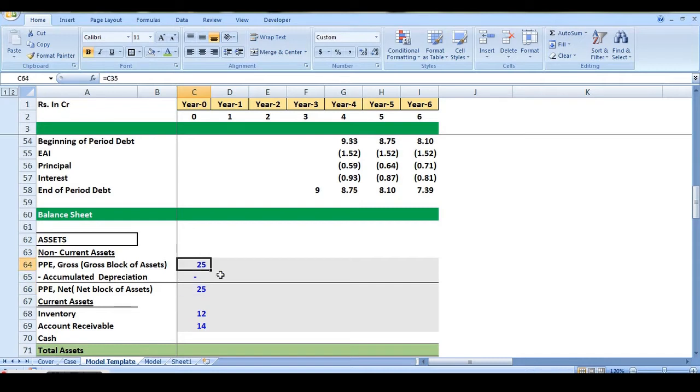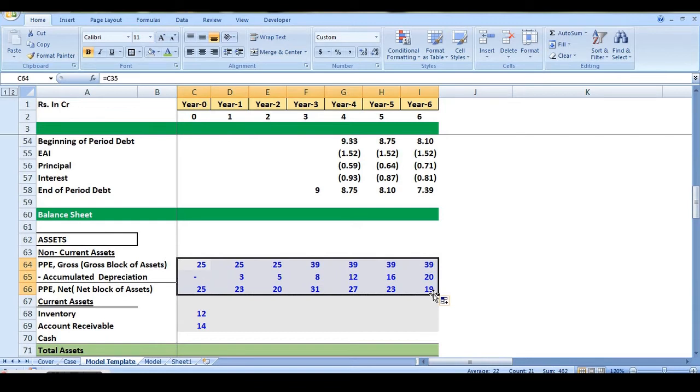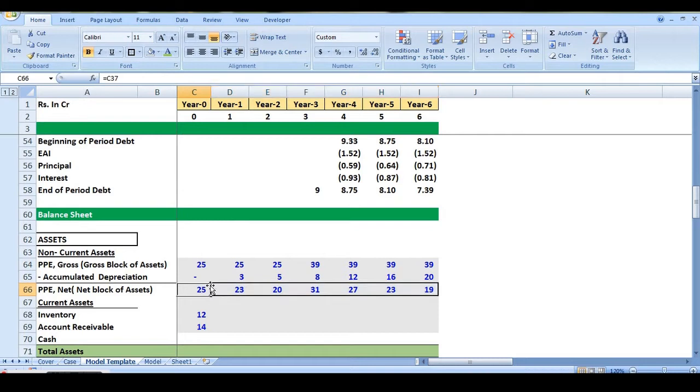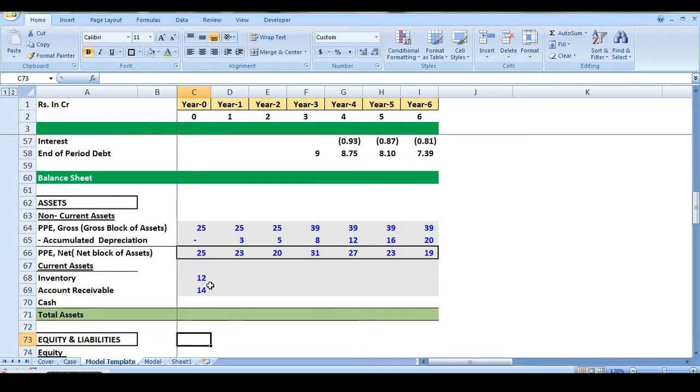for the accumulated depreciation and net block of asset for year 0 and the entire values further for the next 6 years, it will automatically derive the values of gross block, accumulated depreciation and net block of assets for us. Now for the purpose of total of the asset side, we will be considering only net block of assets. So we will highlight it by giving borders on all sides.